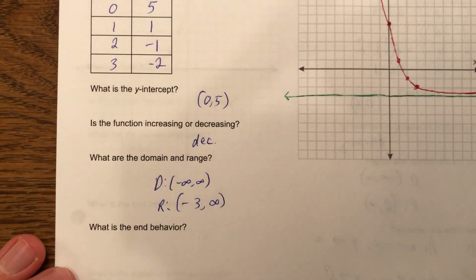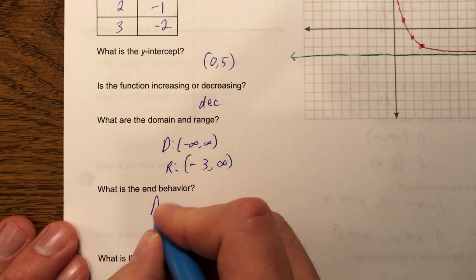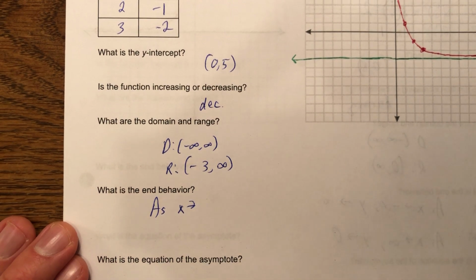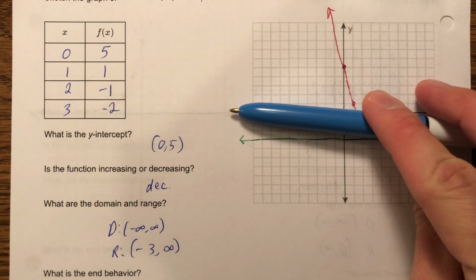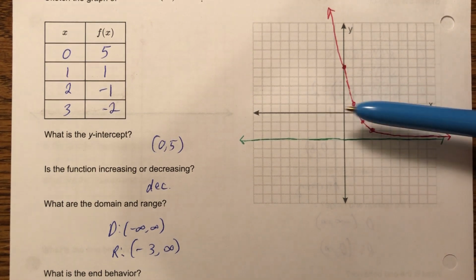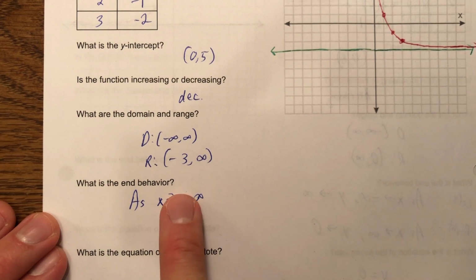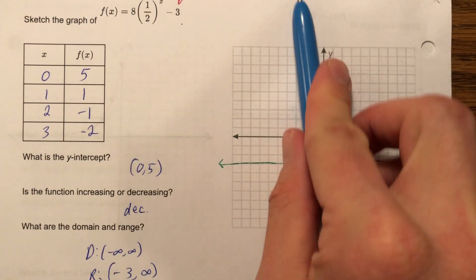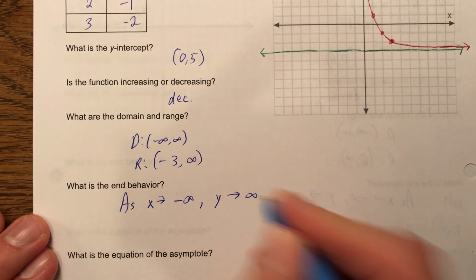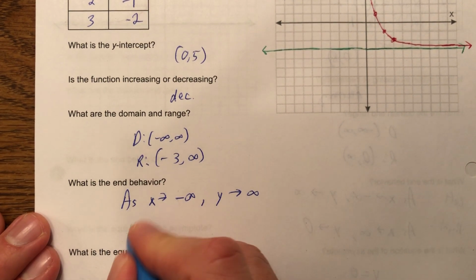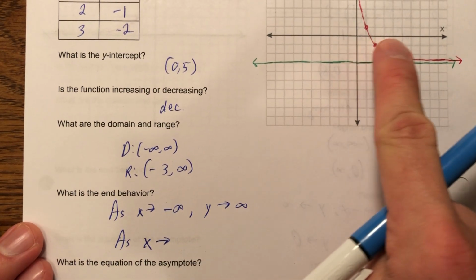Okay? What is the end behavior? I'm not even going to write the words left and right this time. As x approaches, let's go to the left. Can I go to the left? Yes, I can. And as I go to the left forever, see what I did? My graph goes up. As x approaches -infinity, y goes up towards infinity.